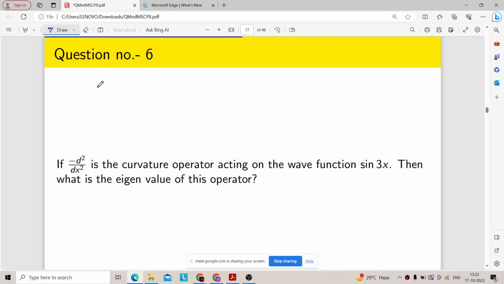Can move to the next question. If minus d square over dx square is the curvature operator, then acting on the wave function sin cx, what is the eigenvalue of this operator? This is a very simple quantum mechanics question. I think you should try. Let's take 1 minute and tell the answer.